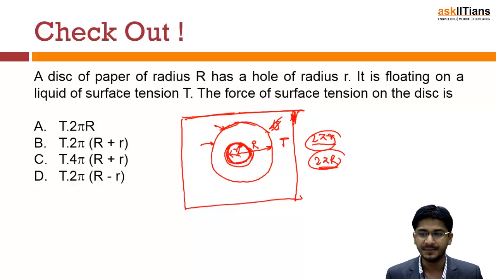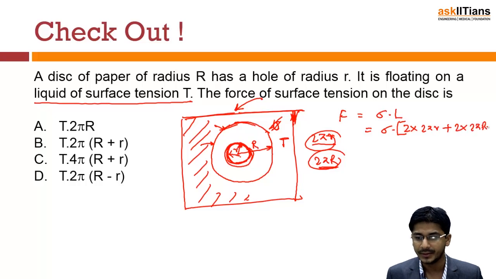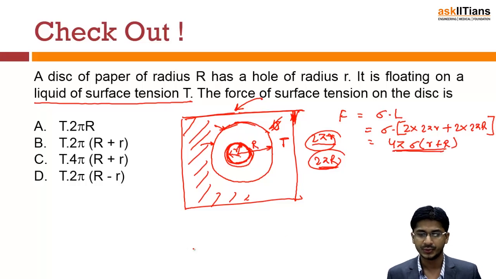Now as we know, this is a film. It is again in a liquid of surface tension T, it has been kept. So there are actually two surfaces, the surface that you see from the top, and then there is a surface from behind. So there are two surfaces that are acting at the same time. So what is the surface tension force? Force is, we know, sigma into L. What is the total length? It is twice of 2 pi r plus twice of 2 pi R. So what we have is 4 pi sigma (R plus r). So the correct answer here is C.